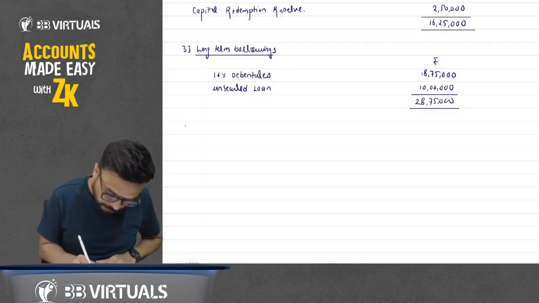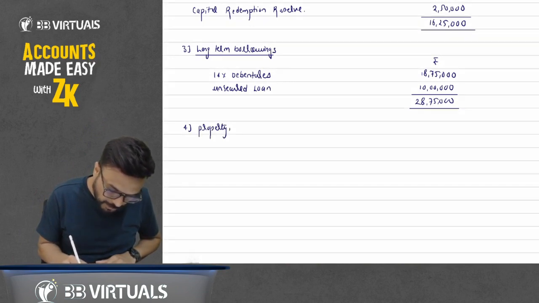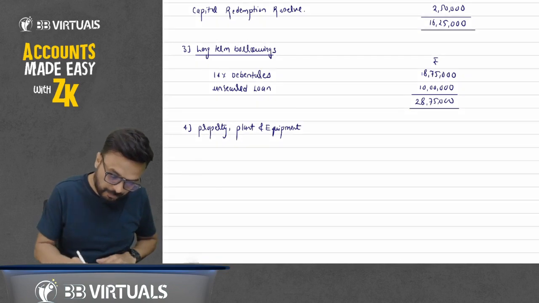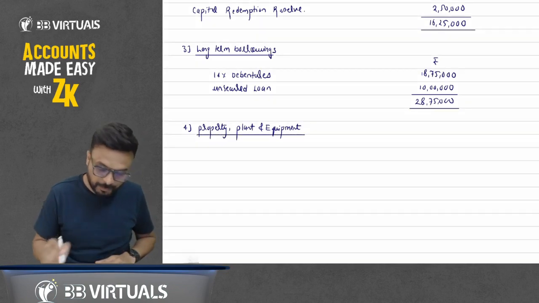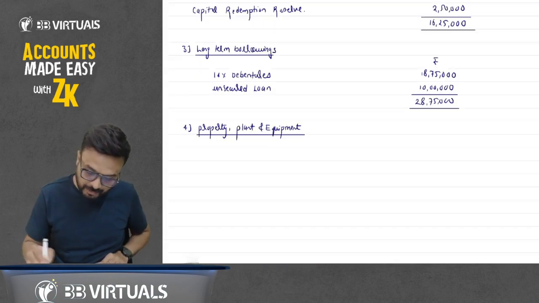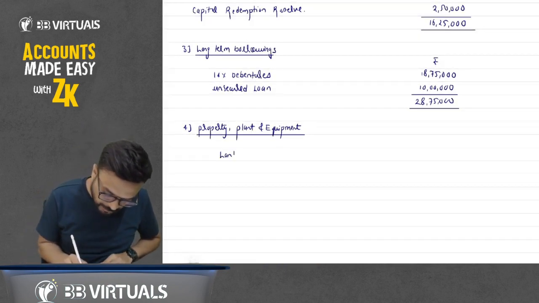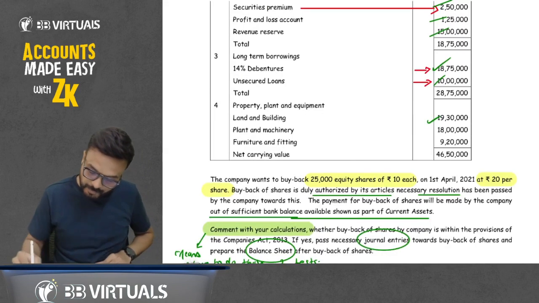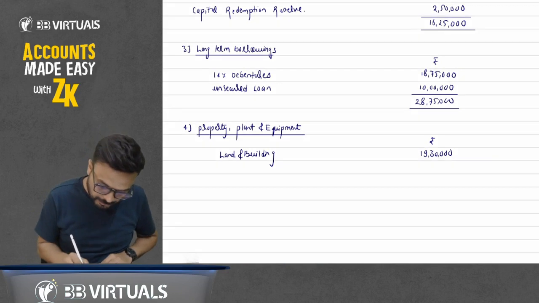Property, plant and equipment. First item here, land and building 19,30,000. So land and building 19,30,000. Then plant and machinery 18 lakh.